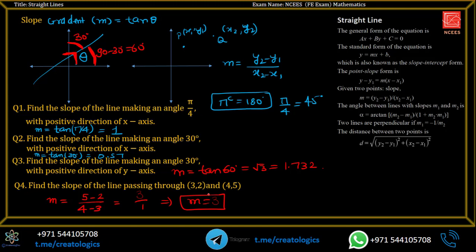So in this session we learned how to find the slope of a line if the angle made by that line with the positive direction of x-axis is given, or positive direction of y-axis is given, or it is passing through 2 given points. That's it for this session. In the next one, we will talk about the equation of the line.